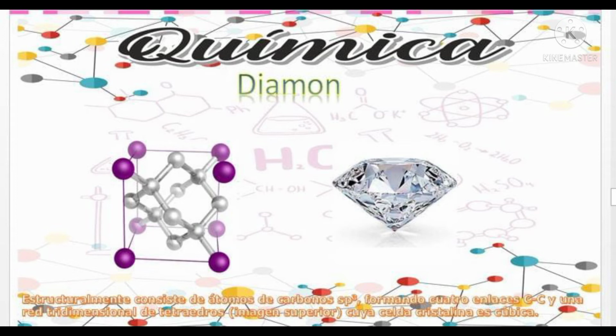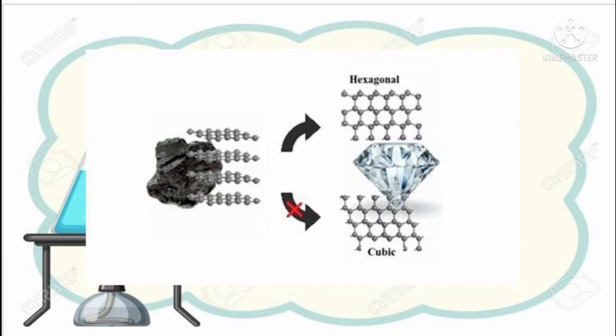It is the hardest of the minerals, and its melting point approaches 4,000 degrees Celsius. Its tetrahedra are able to transfer heat effectively through the crystal lattice, but not electricity, because its electrons are very well located in the 4 covalent bonds and cannot go anywhere.